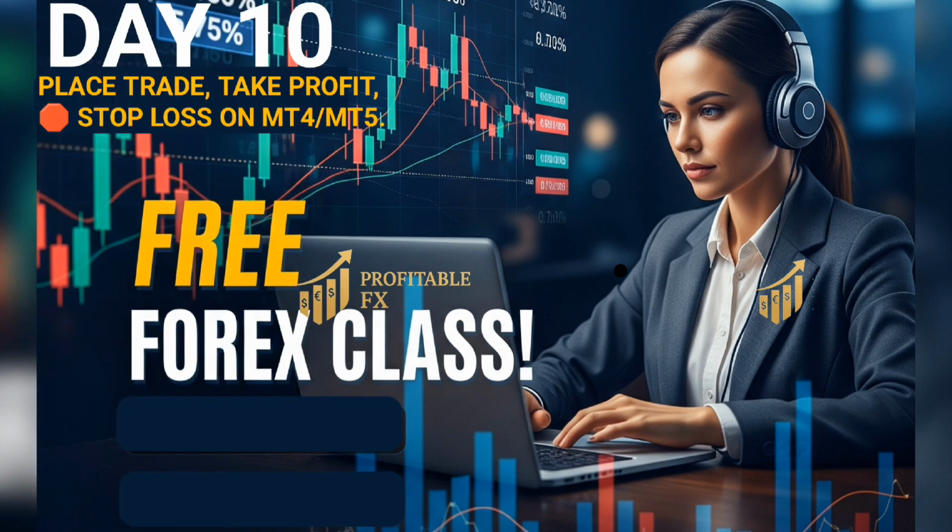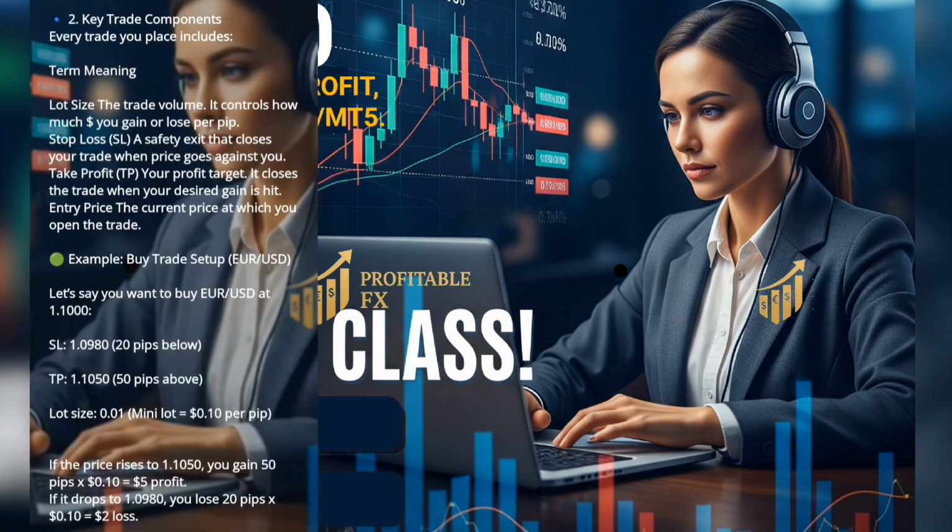2. Key trade components. Every trade you place includes the following. Lot size: the trade volume. It controls how much money you gain or lose per pip. Stop loss, SL: a safety exit that closes your trade when price goes against you.